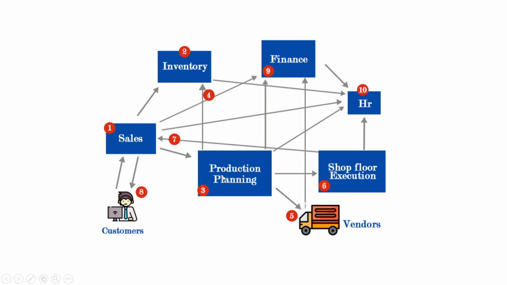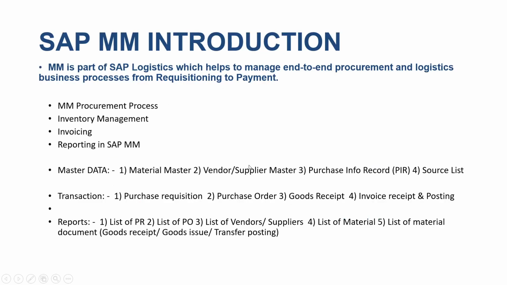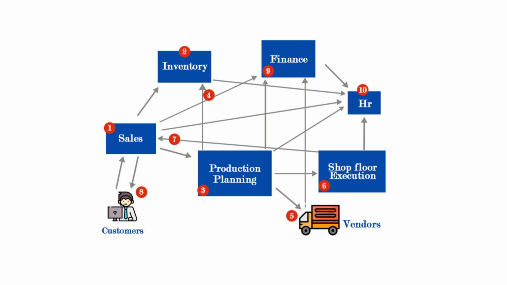Due to this, data maintenance cost will go up. For example, assume that the raw material inventory according to the production planning department system is out of stock, but the raw material is available in the inventory department. So according to the production planning department, raw material is not available.